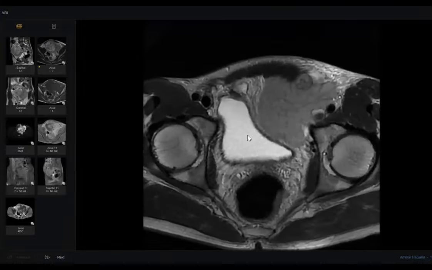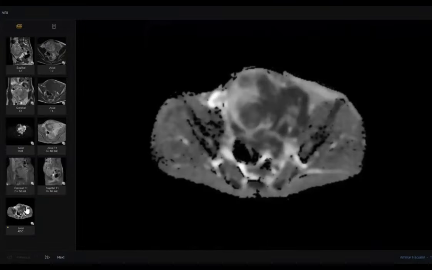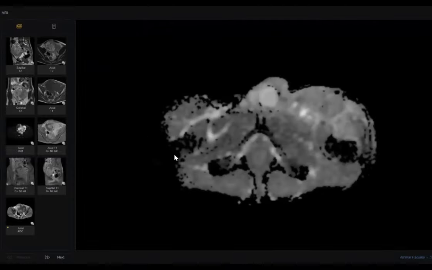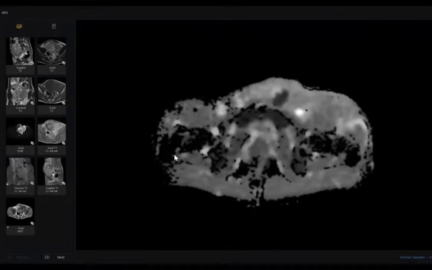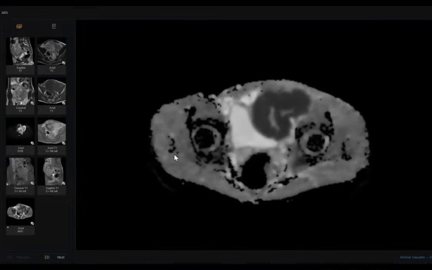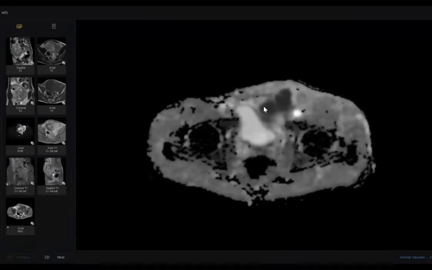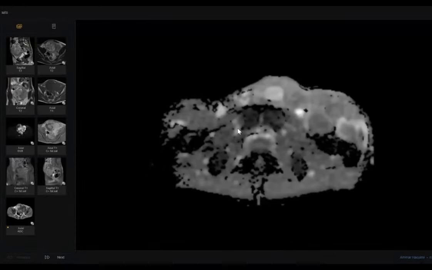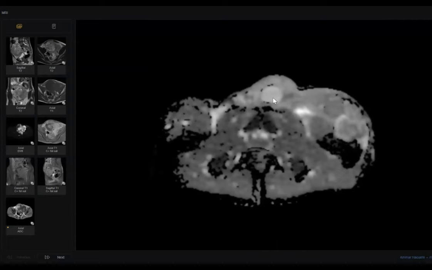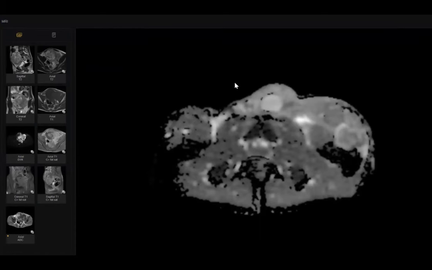Another point: the testis has restricted diffusion. Look here, this is the mass. The mass is restricted. This is the urinary bladder. Look down, this is fluid through testicular tissue. My colleagues have restricted diffusion. The right testis, this is not our business now.